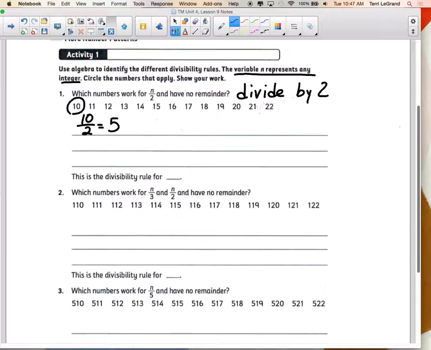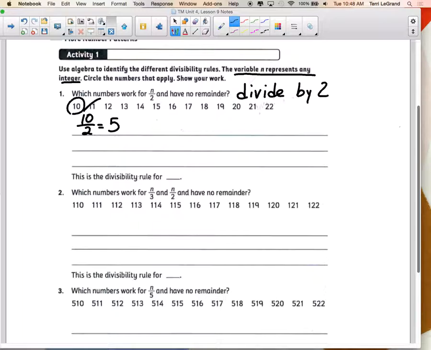Does it pass the test for being divisible by 2? What's the test for divisibility by 2? The last digit is divisible by 2. Can you take 2 into 0? You actually can. 0 times. Okay, how about 11? It ends in a 1. Can you divide 1 by 2 and get a nice number? No, so that one's not going to do it. We'll cross that one out.